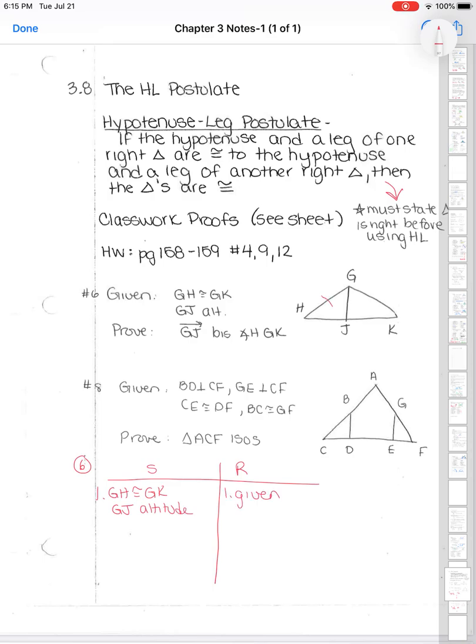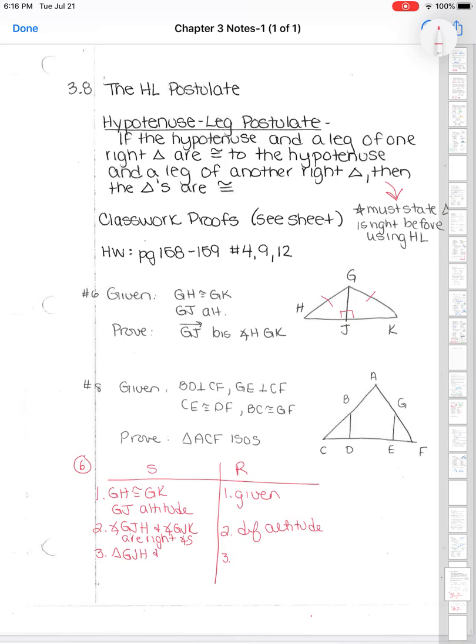All right, so let's look at number 6 right there. So I'm just going to set up my proof here. So I've got GH congruent to GK, and GJ is an altitude. So there's my given. Well, altitude is a vocabulary word, so I'm going to use that. So definition altitude, which tells me I have two right angles. So angle GJH and angle GJK are right angles.